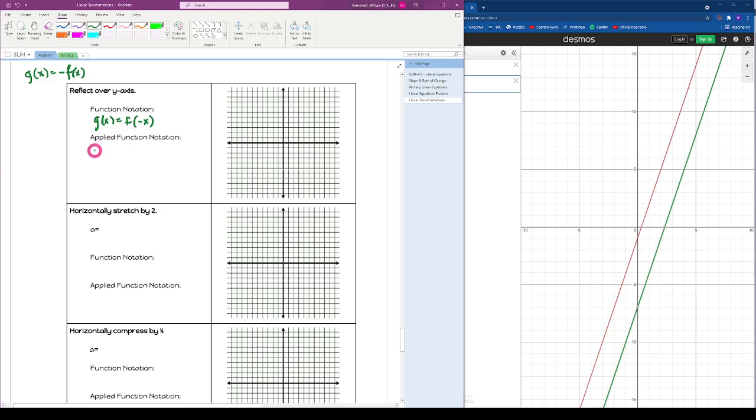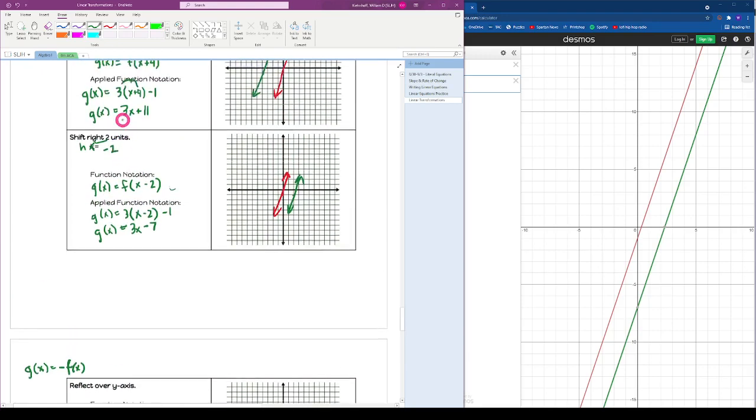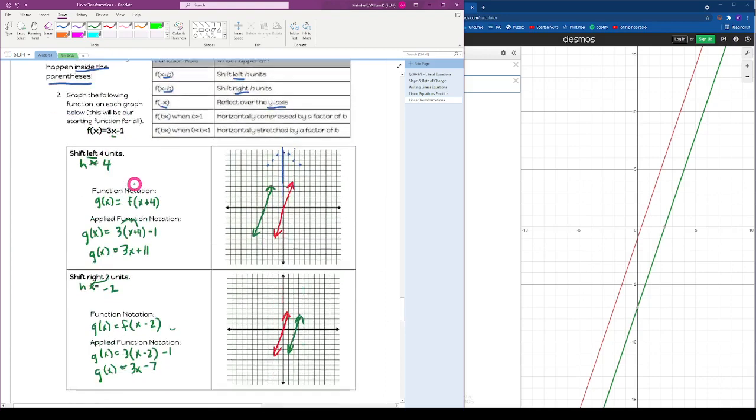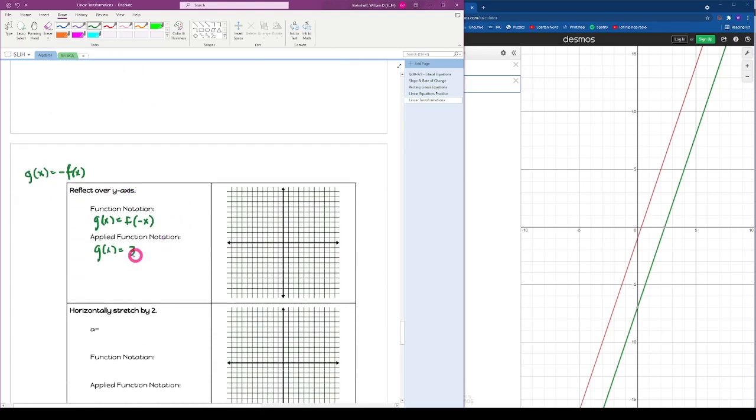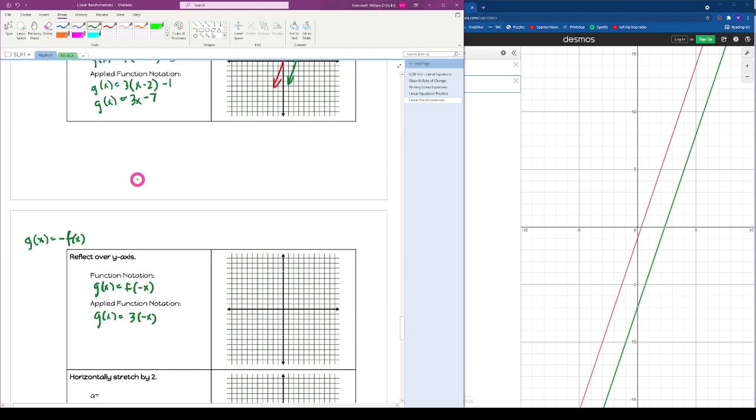All right, so our applied function notation would be g of x equals, and then we had 3, and then we're going to plug in, so our original function, remember, was 3x minus 1. So wherever x was, we're going to plug in a negative x. So 3 times negative x, and then we had a minus 1. That part remains unchanged. So 3 times negative x minus 1. If we simplify and do 3 times negative x, we get negative 3x and then minus 1.